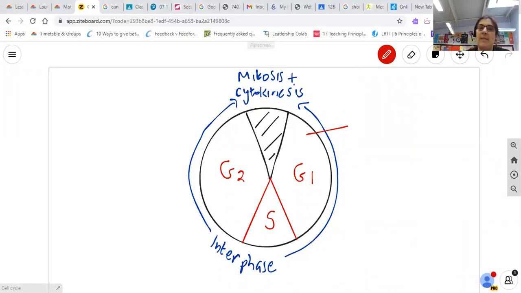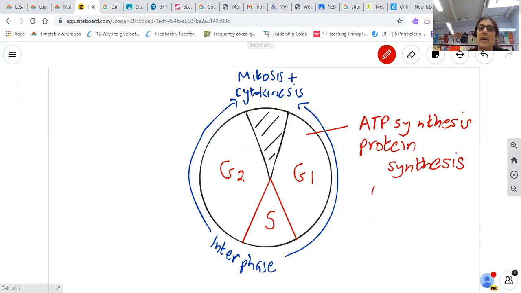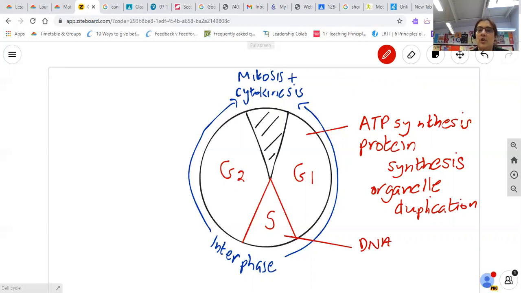But the principles are the same in that you will get ATP synthesis happening. You'll get lots of protein synthesis happening. And you'll get organelle duplication. And that's going to be much the same in G2, the only difference being that you definitely get the duplication of the centrioles in G2. S phase is specifically DNA replication by the semi-conservative method to double our DNA molecules within the cell.